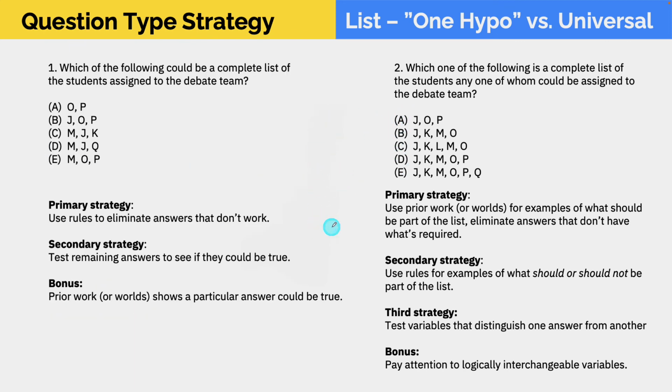So if you're ever having trouble distinguishing hypothetical list questions from universal list questions, remember, when it says what could be a complete list, they're asking in one particular instance, in one particular hypothetical, could this be how it's arranged? Whereas if the question is asking which of the following is a complete list, then they're asking for a universal list across all different possibilities.